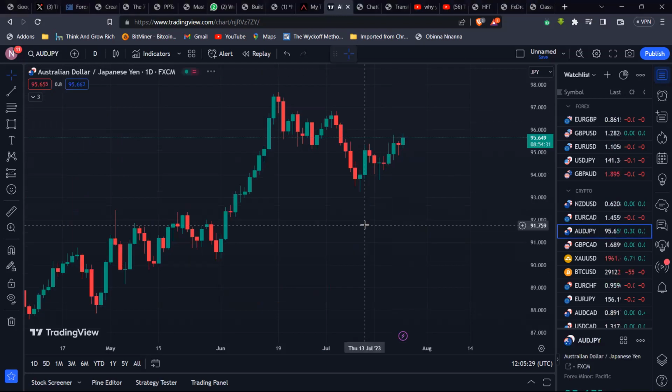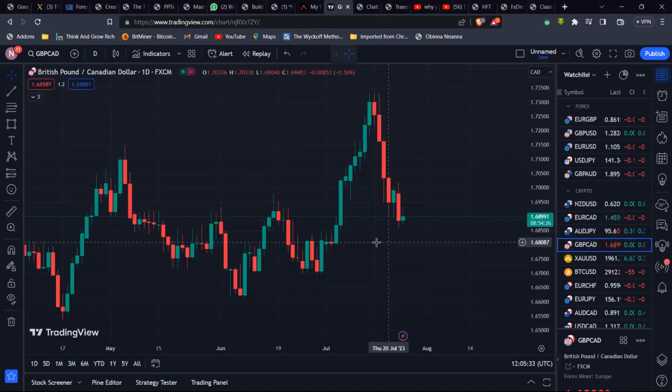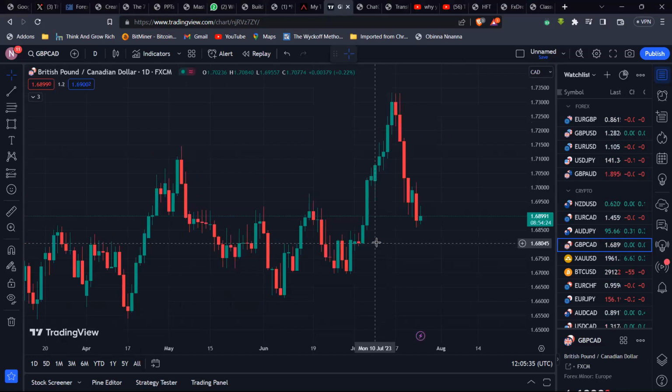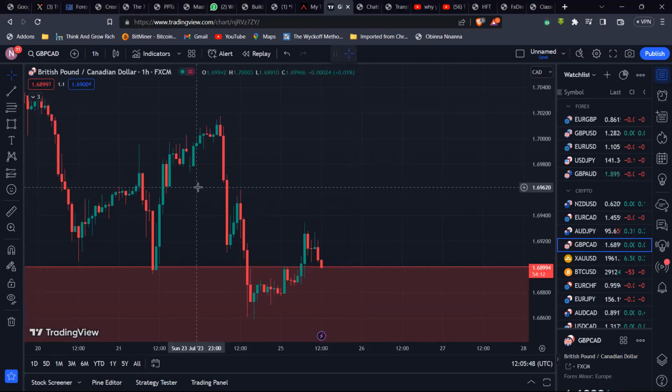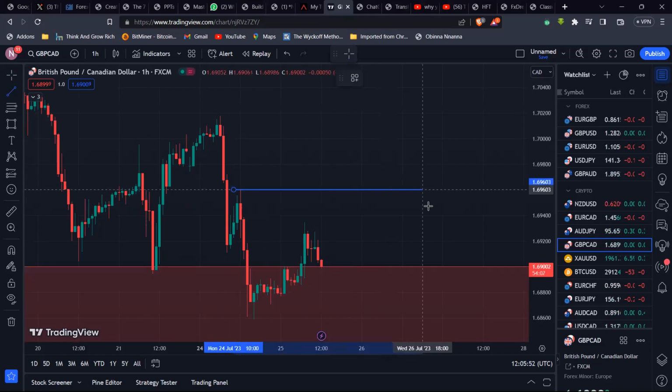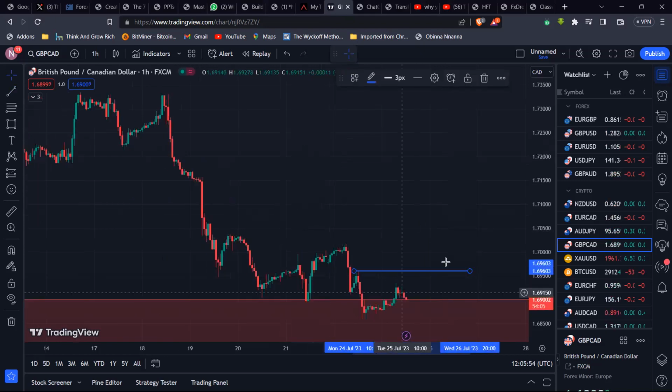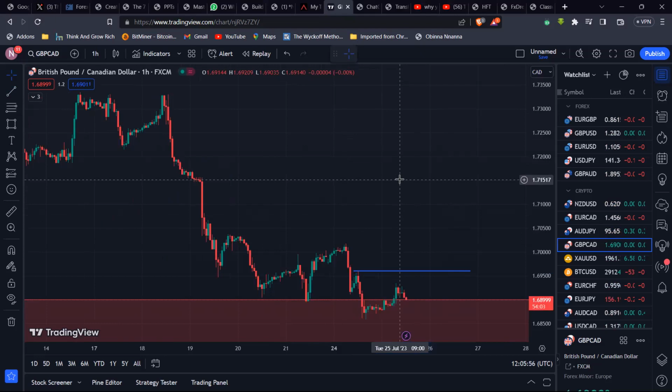So that's AUD JPY, not doing anything with this. GBP CAD, yeah, GBP CAD, also keep this area here in mind. Watch for structural shifts. You might begin to look for structural shifts to buy. So break above these highs. Look for context to get involved in a buy. Okay.